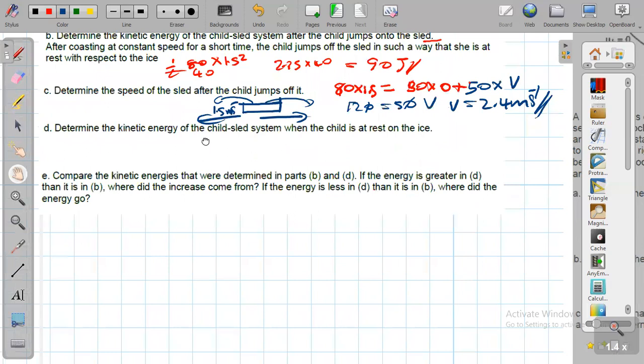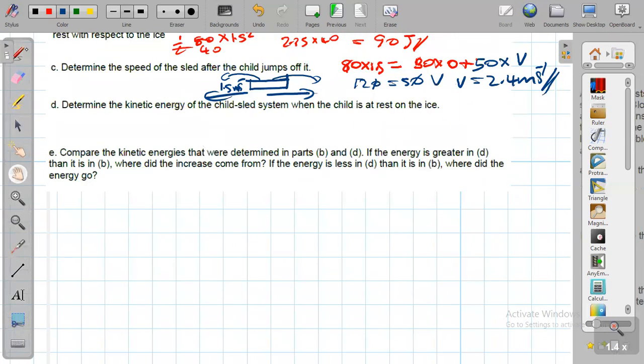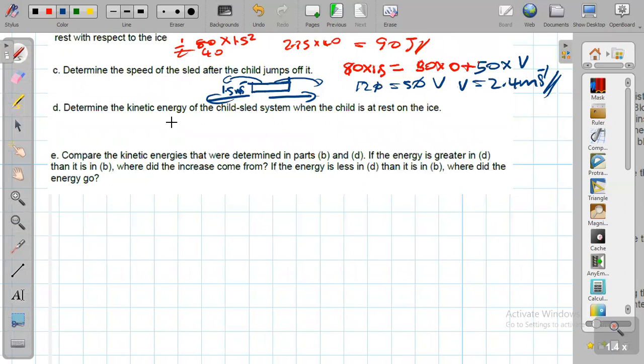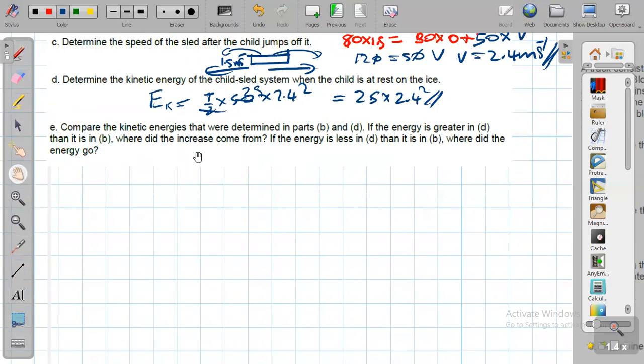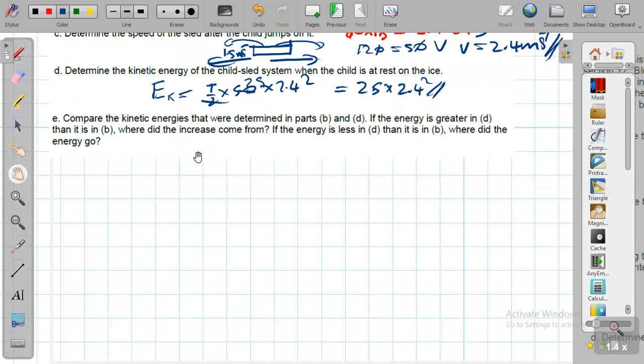Determine the kinetic energy of the system when the child is at rest on the ice. EK is only on the sled now: half into 50 into 2.4 squared, which is 25 into 2.4 squared. Compare the kinetic energies determined in part B and D. Energy is greater in D than in B.